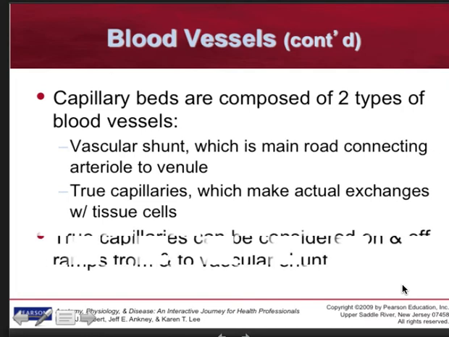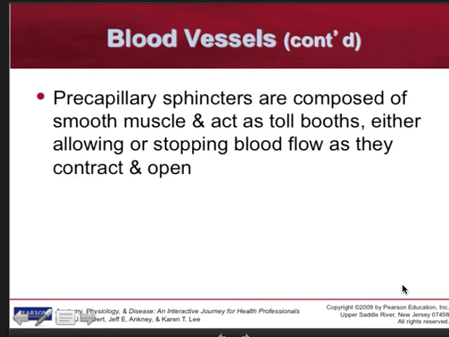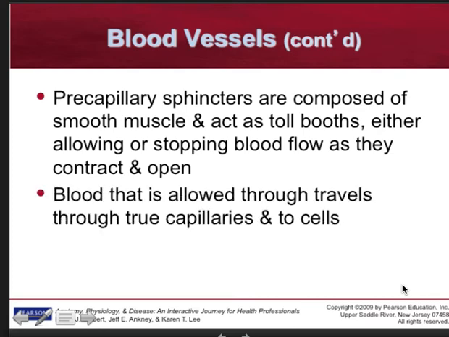True capillaries can be considered the on and off ramps for a vascular shunt. Precapillary sphincters are composed of smooth muscle, and they act as gatekeepers. They will allow the blood either to flow into the bed, or they'll redirect the blood around the bed if the body deems that it's not necessary to perfuse that area of tissue at that particular time. And again, it's smooth muscle that allows this to happen.